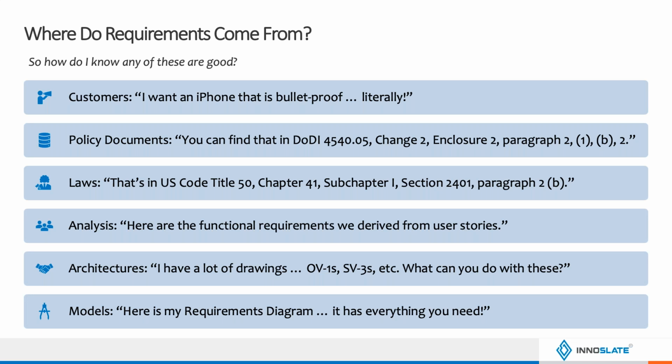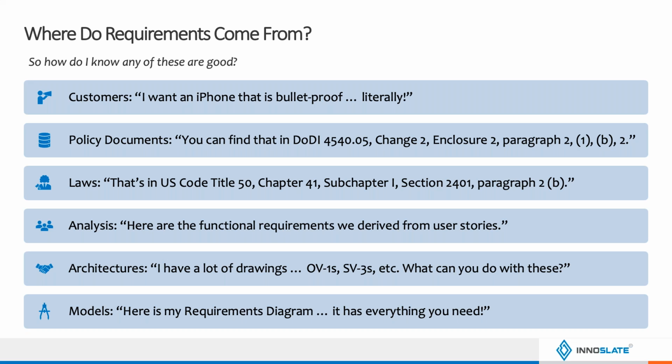So essentially, where do requirements come from? Basically, how do I know any of these are good? Customers: I want an iPhone that is bulletproof, literally. Policy documents: you can find that in DoD 4540.05, change to enclosure 2, paragraph 2, etc. That's a long section for that document. Laws: that's in the US Code Title 50, Chapter 41, Subchapter 1.